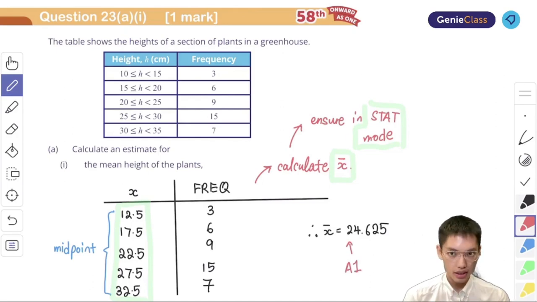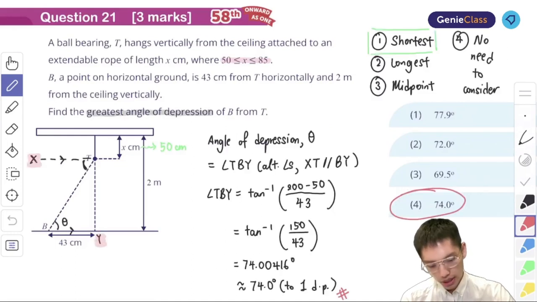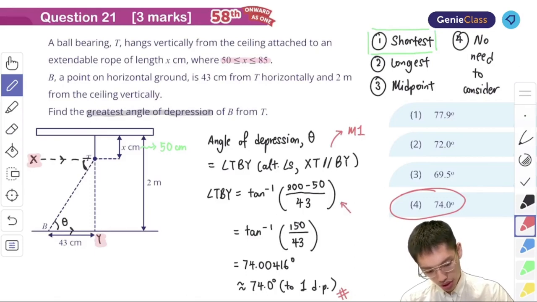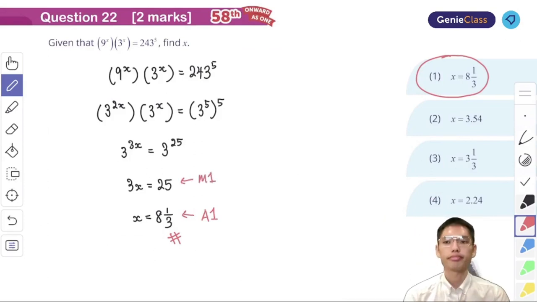That is it. I think I forgot to mention the marks for the previous one as well. Over here, question 21: the first mark is over here, the second mark is to do the tangent inverse, and the last mark is for the answer. For this one over here, 1 mark for the answer. Sorry for jumping around, apologies for that. 1 mark for the equation to get used to the rule.